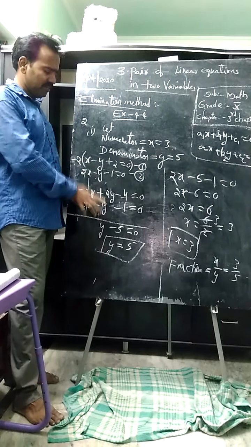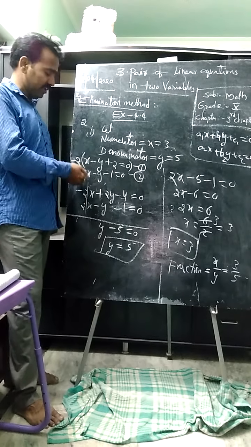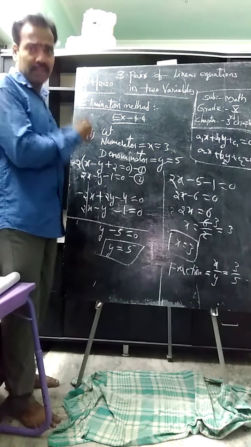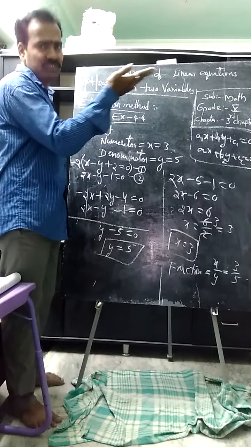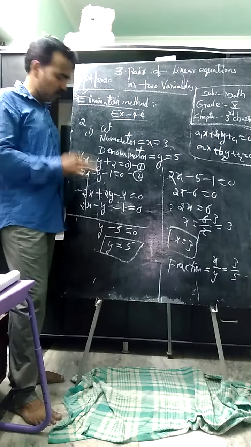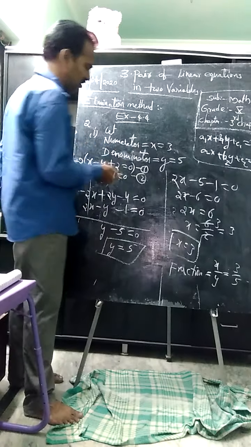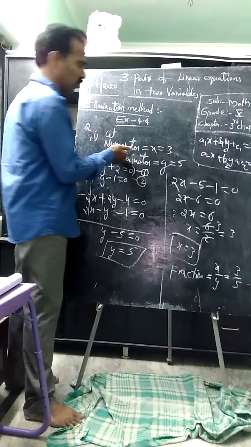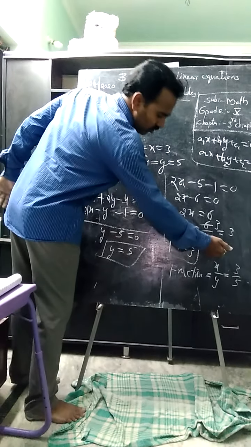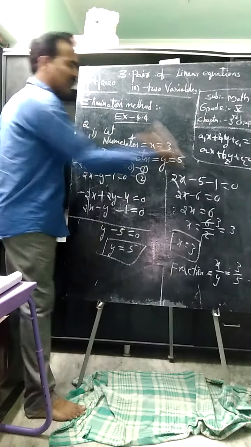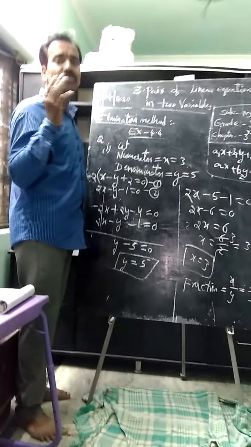So by the elimination method, we solved by equating the x coefficients. No rule that it's always x; you can equate the y coefficients also, up to you. Then we got the y value, that is nothing but the denominator. After putting it in one of the equations, we got the x value, that is nothing but the numerator. The required fraction is numerator by denominator, that is 3 by 5. This is the procedure to solve.